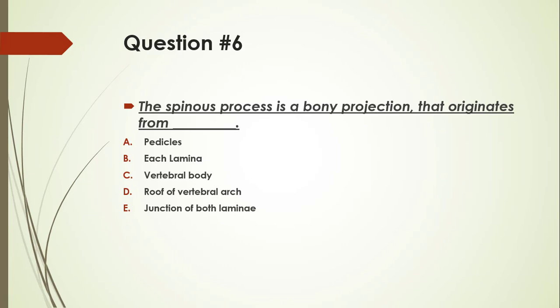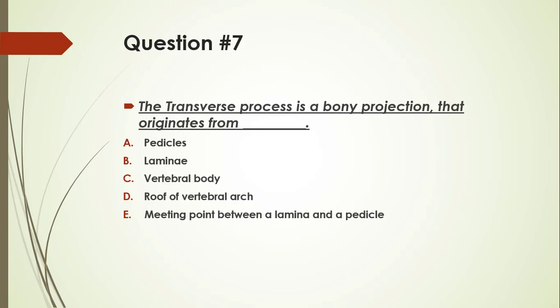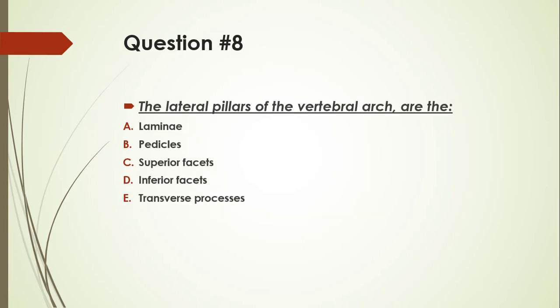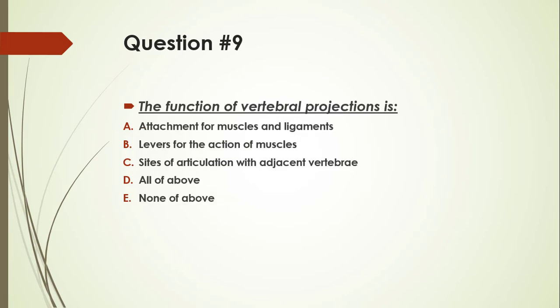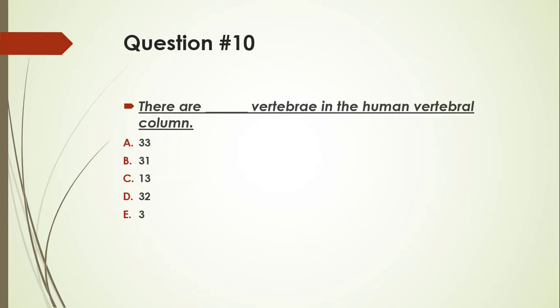The spinous process is a bony projection that originates from which point? The transverse process is a bony projection that originates from, choose an answer. The lateral pillars of the vertebral arch are the laminae or pedicles, or superior facets, inferior facets, or transverse process. The function of vertebral projections is which answer? How many vertebrae in the human vertebral column?